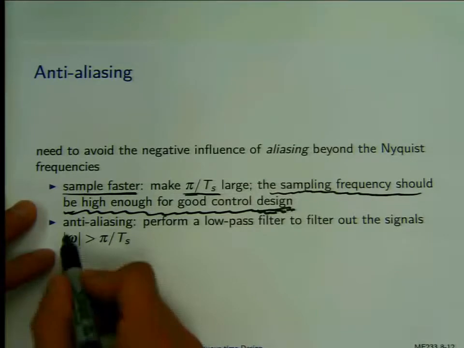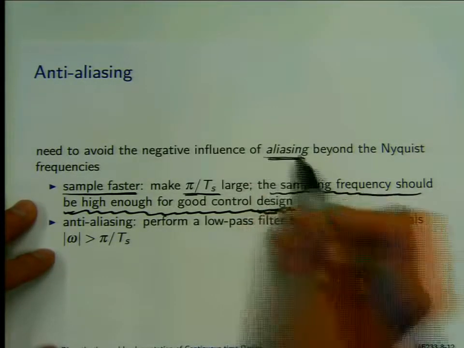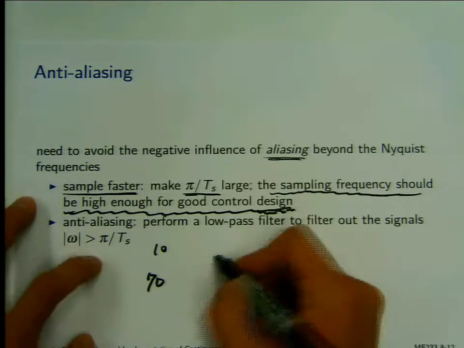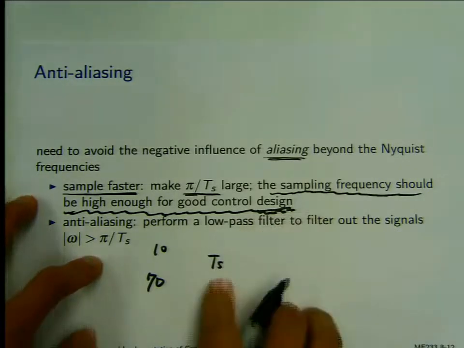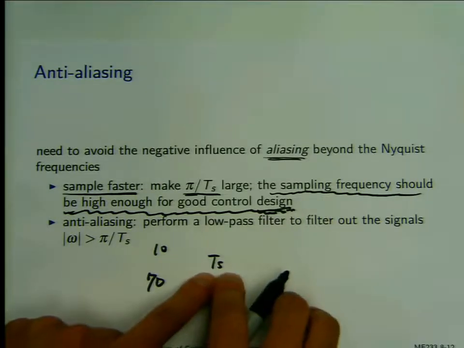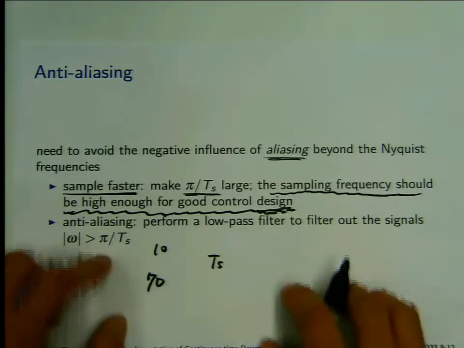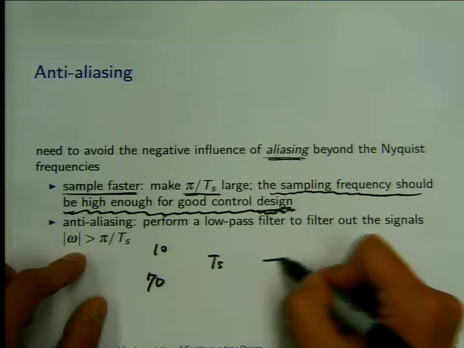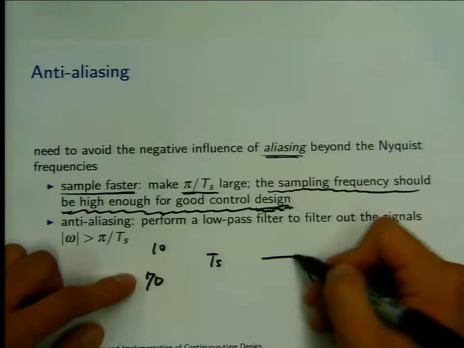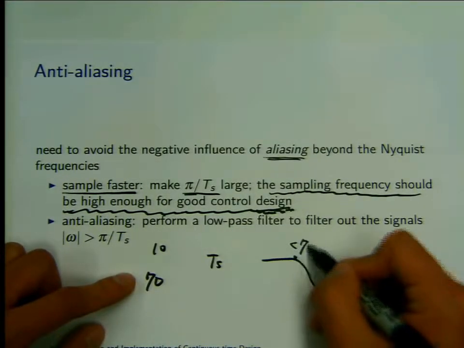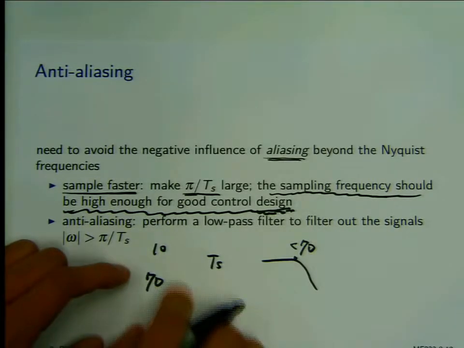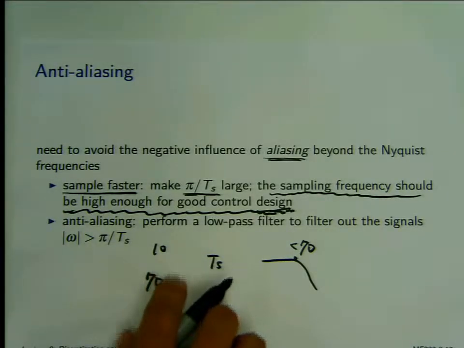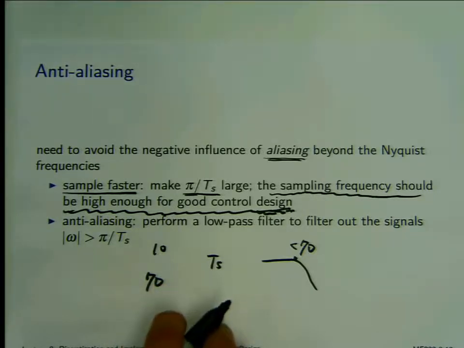This is a general rule of thumb. Okay? Another way to avoid this aliasing problem is this. So I have 10 hertz and 70 hertz, and somehow I don't have the hardware to do fast sampling time. I can't decrease this TS significantly to be able to cover these two. So in that case, what you do is you apply a low-pass filter. After you do the sampling, you apply a low-pass filter whose cutoff frequency here is less than 70. So you're going to remove the 70 hertz signal component here, and then what's remaining is only the 10 hertz signal component. Okay?